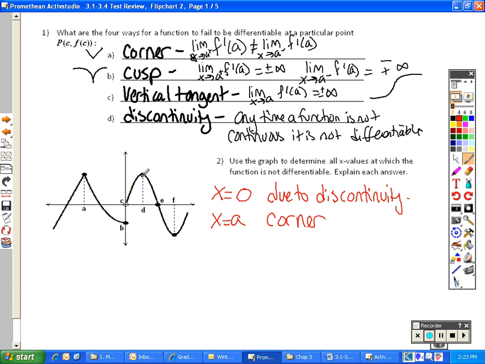All right, at D, the slopes are approaching 0 from both sides, so therefore it's differentiable there. At E, the slopes are approaching probably something rather negative, maybe like -5 from both sides, so it's differentiable there. And it's differentiable at F, so we've checked everywhere on the graph.